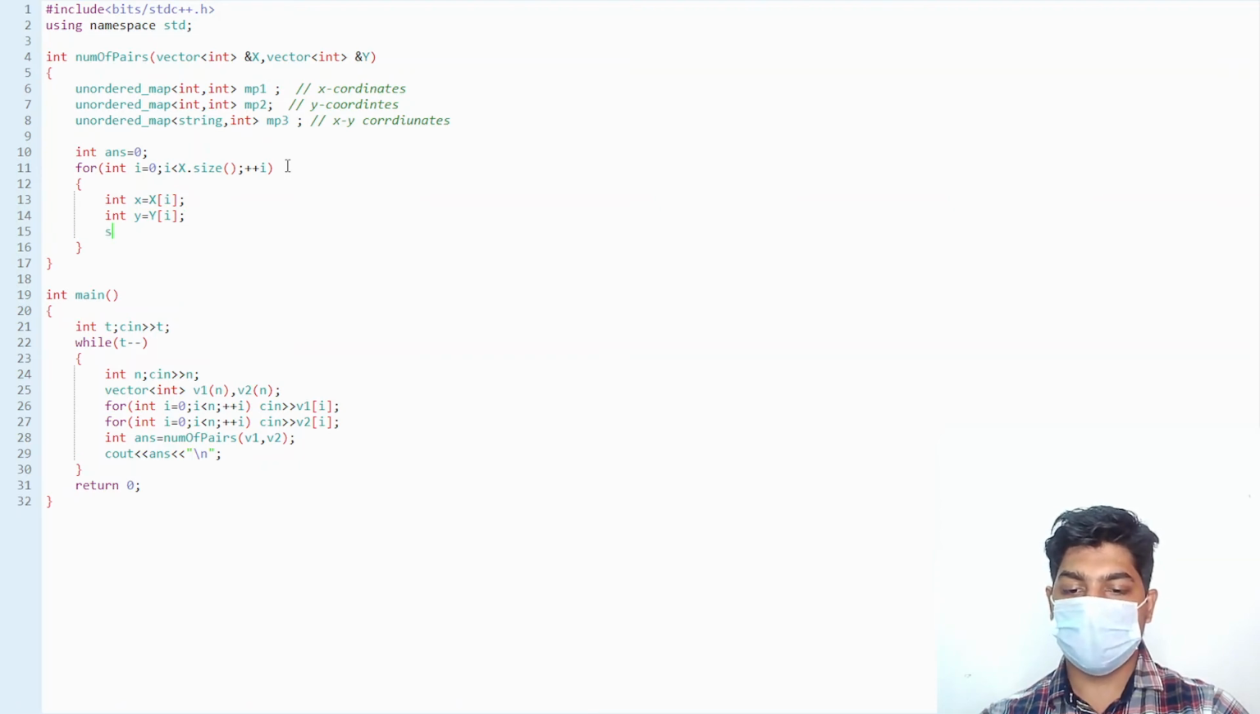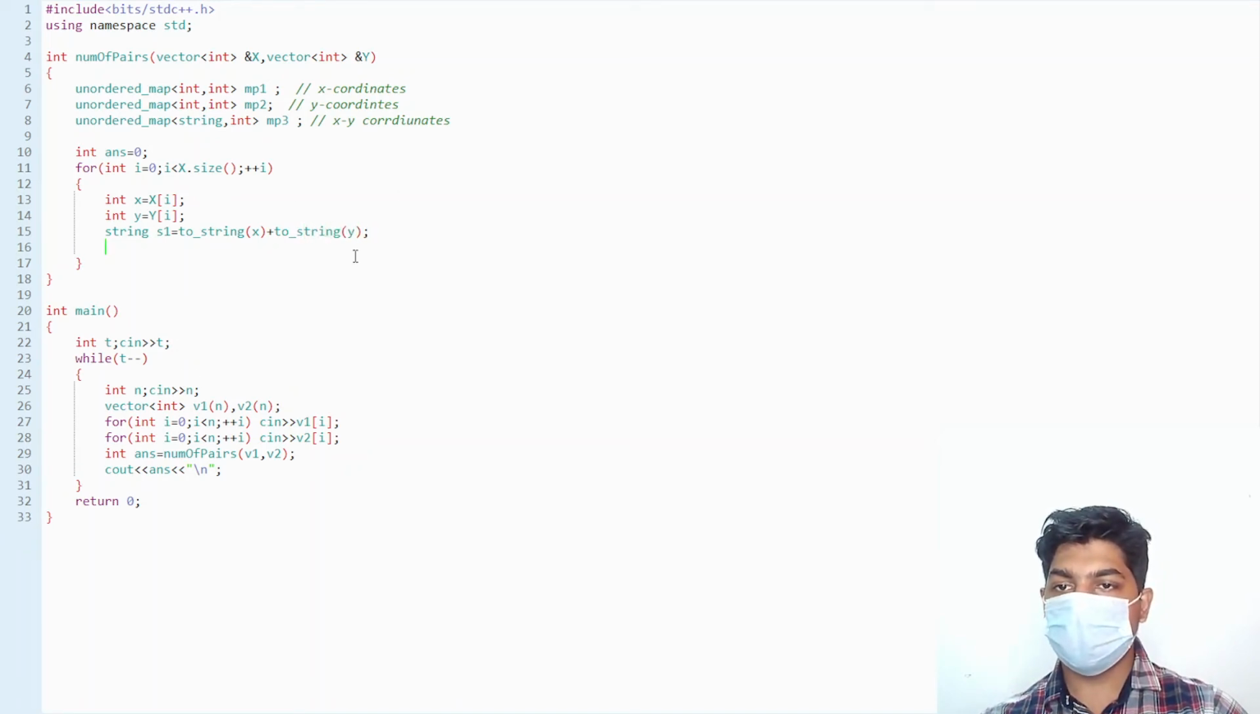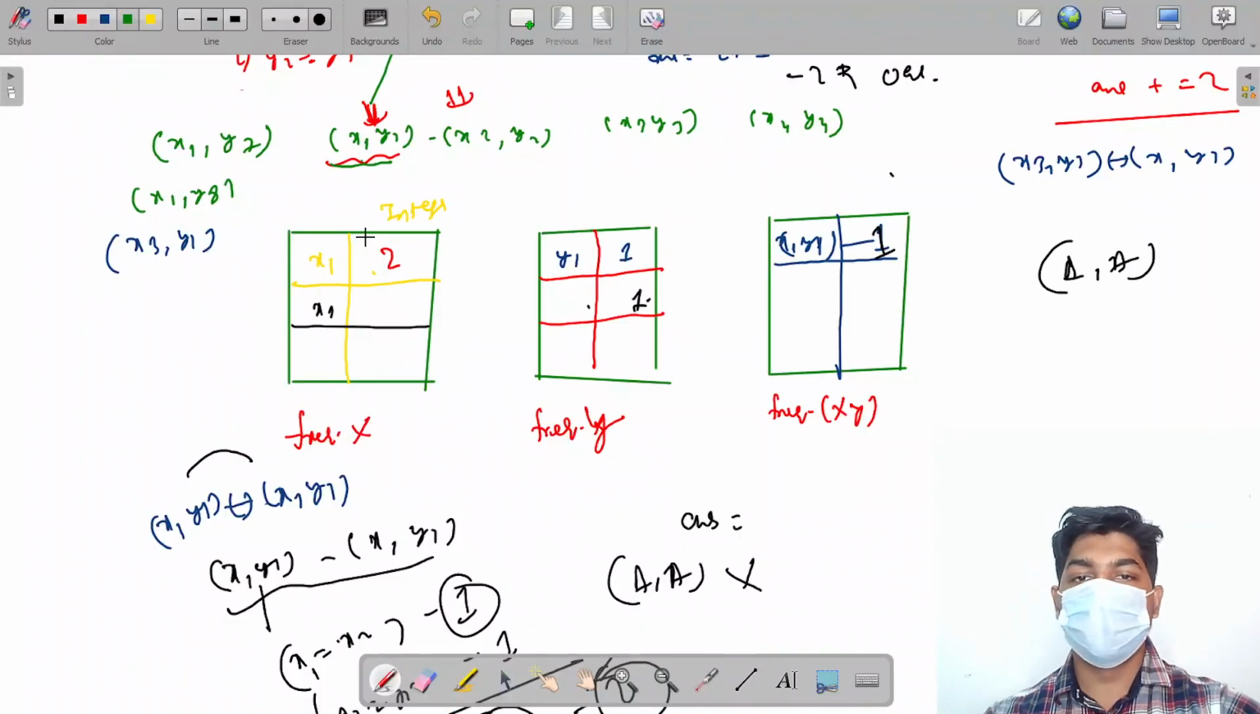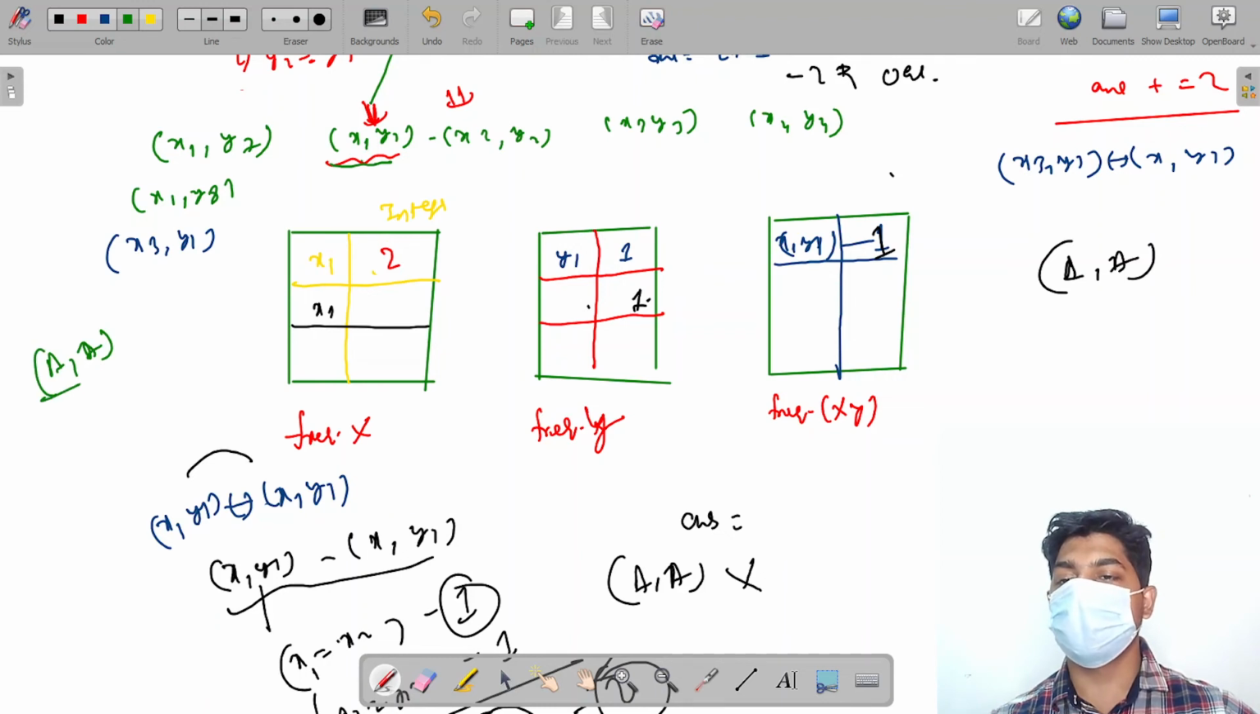Let's make the string s1, which will be to_string of x plus to_string of y. Now, what I have told you is that we have to avoid such cases like a comma a, b comma b. We don't want such cases.